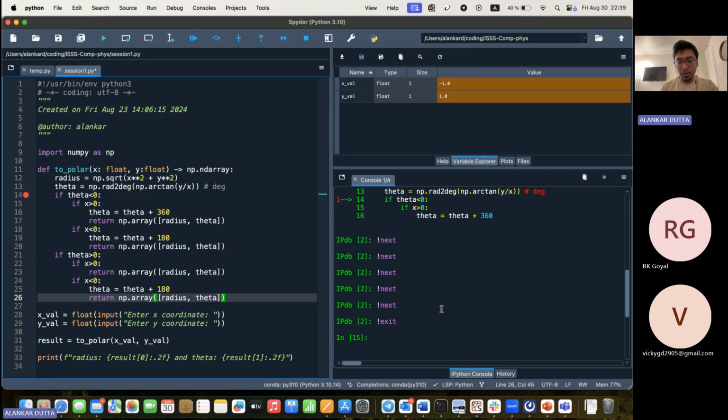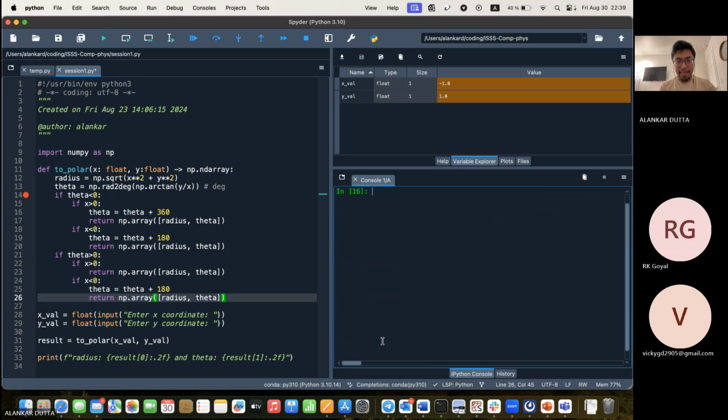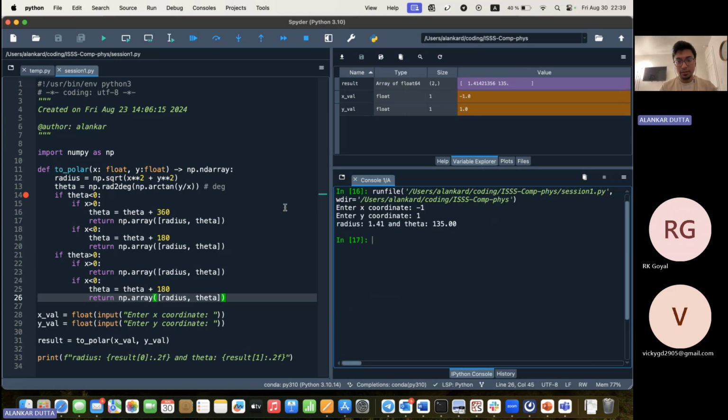Okay, so now I'll just stop the code for debugging and clear the thing, and let's check it. So you give it -1 and 1. Now this is coming out fine. This is in the second quadrant. Similarly, let's see if we get it right in the third quadrant. In the third quadrant, x and y both will be negative, and we will again hit enter.